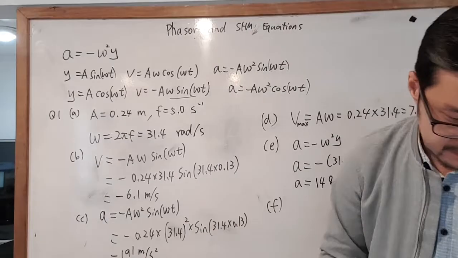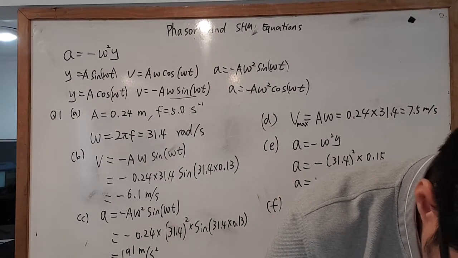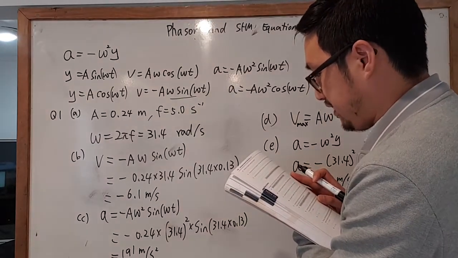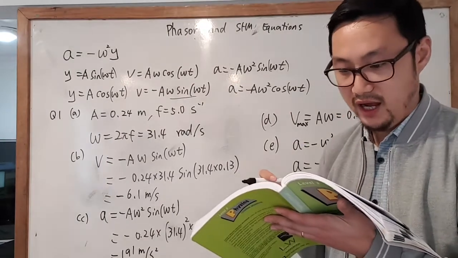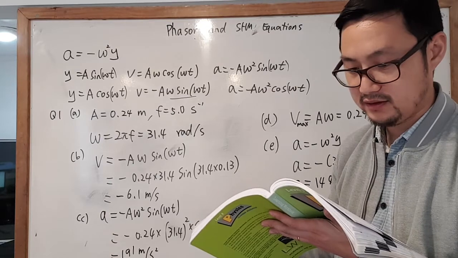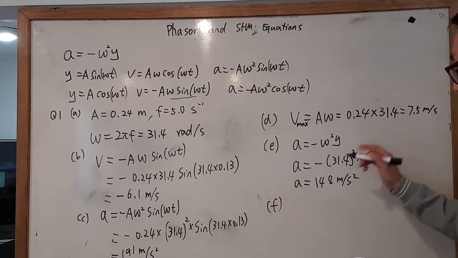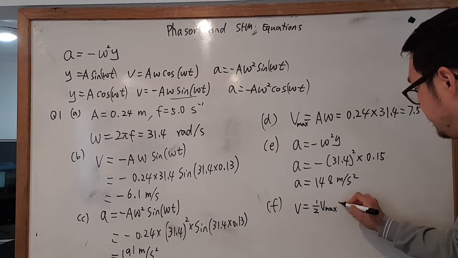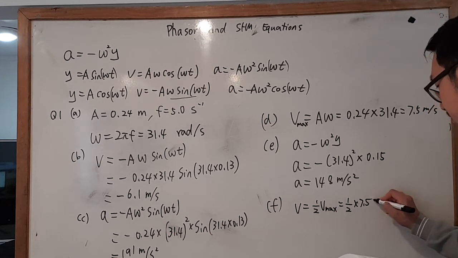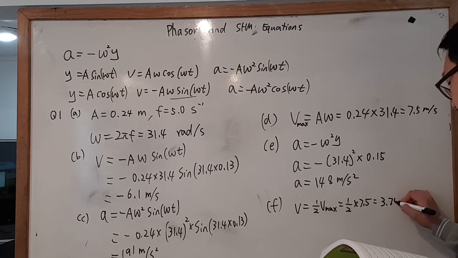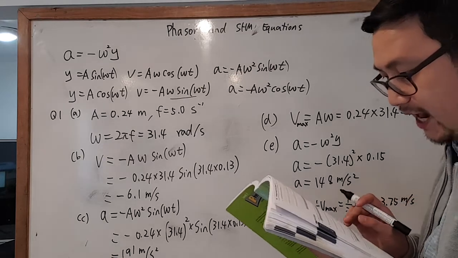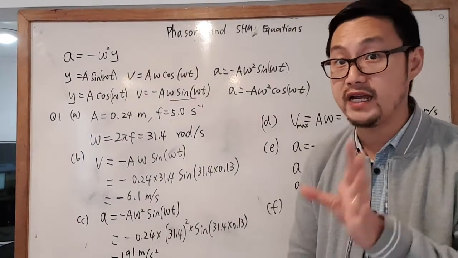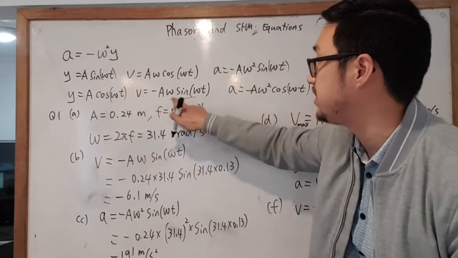Okay, so F, the last one. Calculate the time it takes for the object to increase its speed from 0 to half its maximum speed. We've calculated the maximum speed over here. The speed we want is half of the maximum speed, so half times 7.5 gives me 3.75 meters per second. I want to know the time it takes for the speed to increase from 0. Speed starting from 0, again that's a sine graph, so it should be this one.